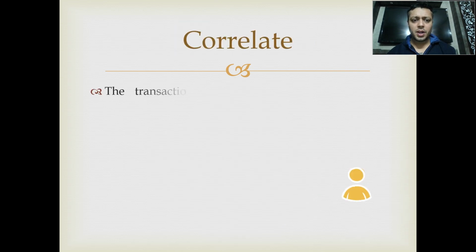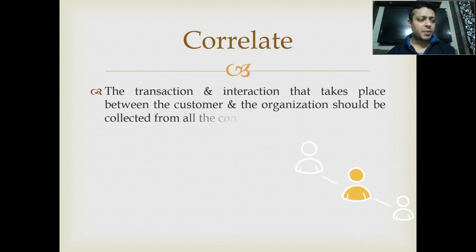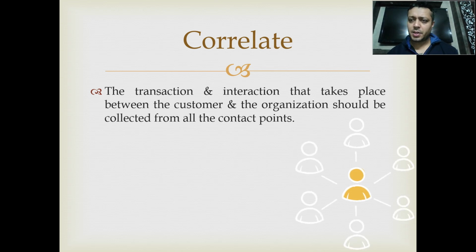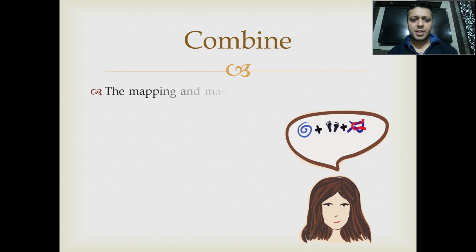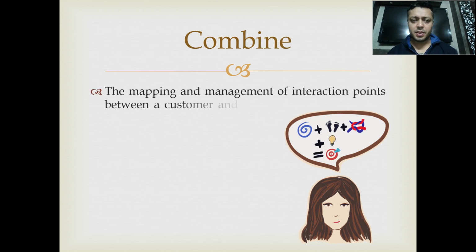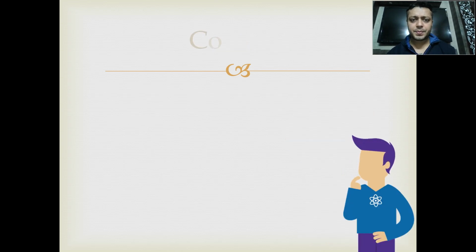Talking about correlate, all the transactions and all the interactions that take place between a customer and the organization are collected from all the contact points, basically customer touch points, a video of which we have already uploaded in the past, right? Then combine stands for all the information is mapped and all the interaction points are managed that happen between a customer and the organization, and the data from all of them is being combined.